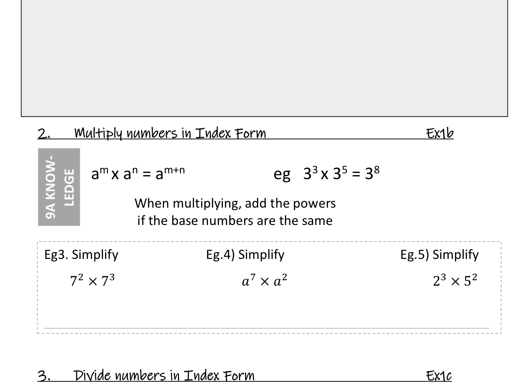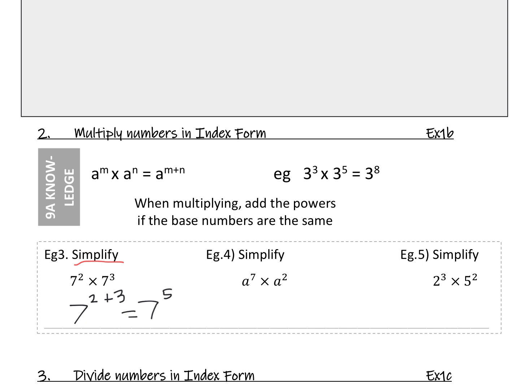Pause the video and try examples 3, 4, and 5. Example 3. Here the bases are the same, so we can do 7 squared times 7 cubed would be 7 to the power of 2 plus 3, or in other words 7 to the power of 5. The question asks us to simplify, so we're not actually working out the value, we're not evaluating, so we just write it as 7 to the power of 5.